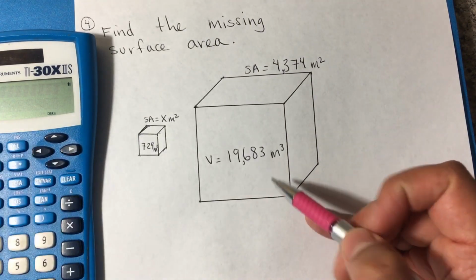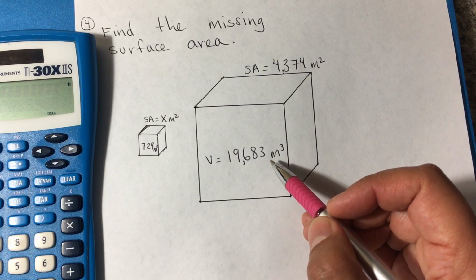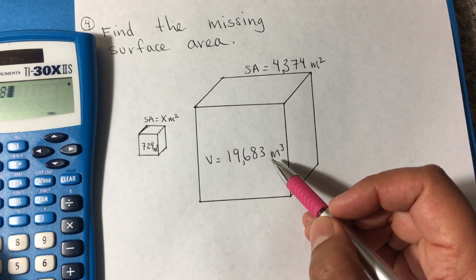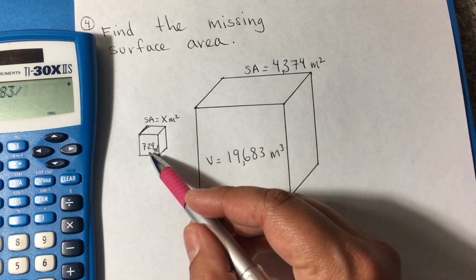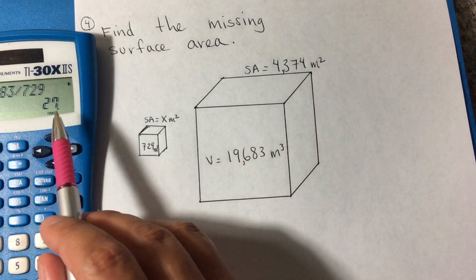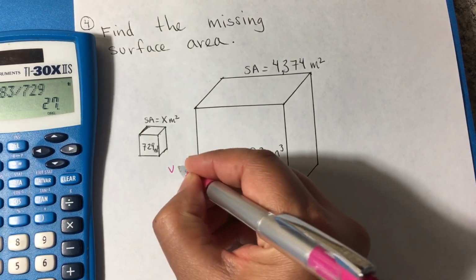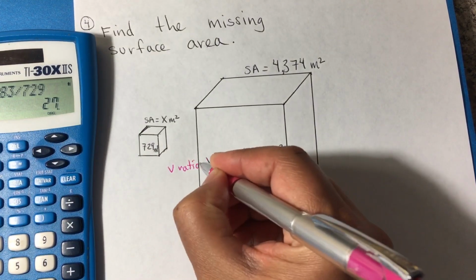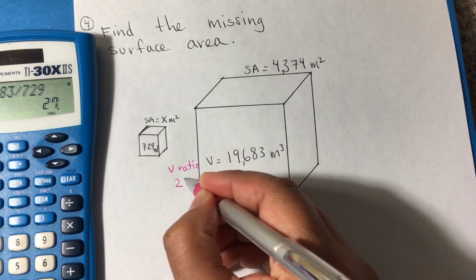19,683 divided by 729. And that's my ratio. The volume ratio or comparison is 27.